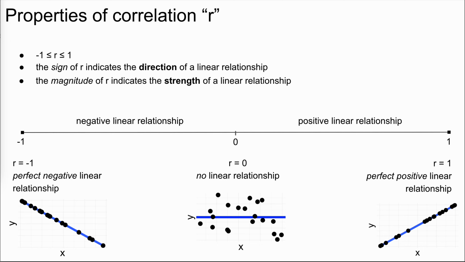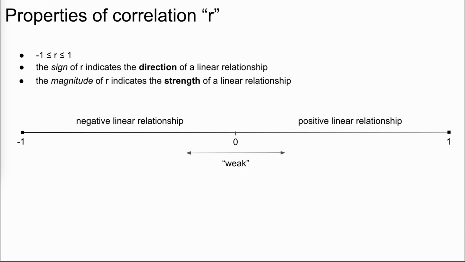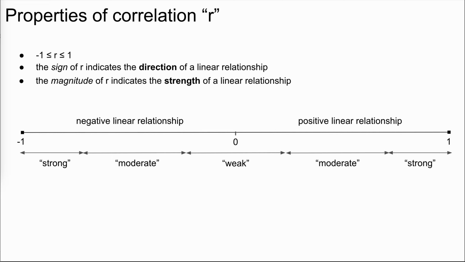But in practice, we tend to observe relationships between these extremes. In general, correlations close to 0 indicate a weak relationship between y and x. Correlations close to -1 or 1 indicate strong relationships, and correlations in between indicate more moderate relationships.